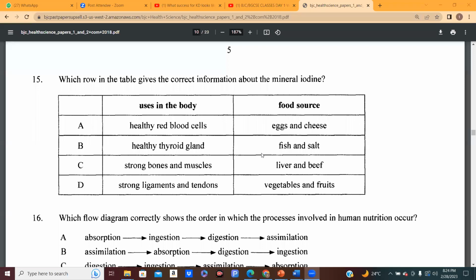Yes, sir. Which row in the table gives the correct information about the mineral iodine? Is it A, B, C, or D? A. Say it again. The mineral iodine. Is it B? Yes, it's B. B. Iodine is responsible for a healthy thyroid, and iodine is found in fish and salt.